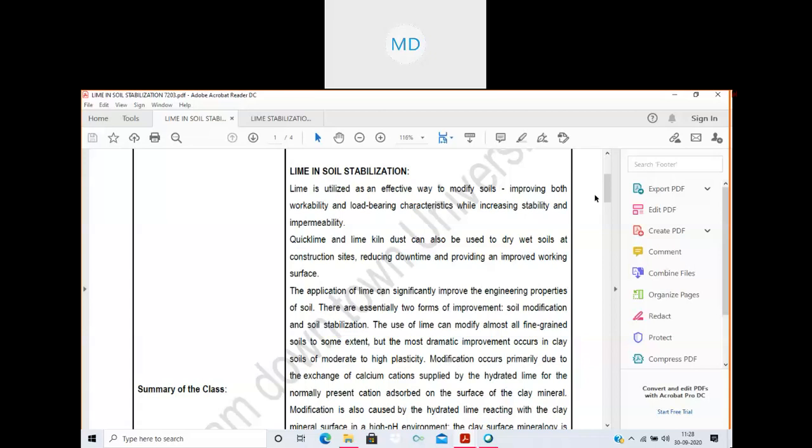Okay, the time consumption for quick lime is a little bit less as compared to hydrated lime, as I have told you that quick lime reacts very quickly when it is exposed to the atmosphere.